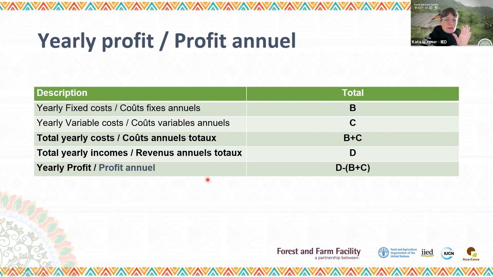And let me find my pointer again. So here's a very simple table. They will add up the yearly fixed costs and the yearly variable costs. These will be the yearly total costs. And they will have their total yearly income, which we've calculated before. So the yearly profit is your yearly income minus the yearly fixed and variable costs added together. Any questions or comments?